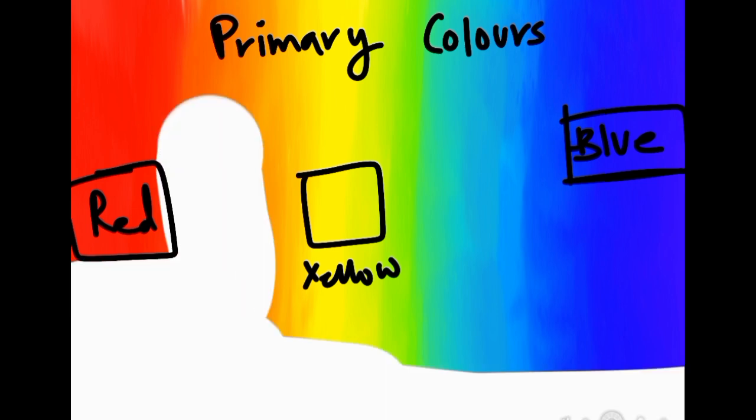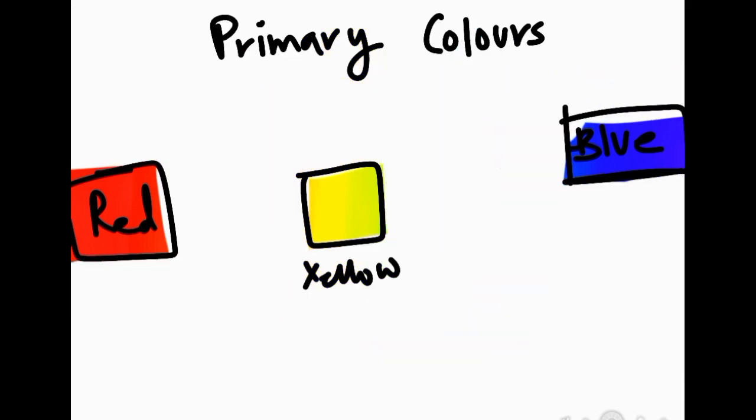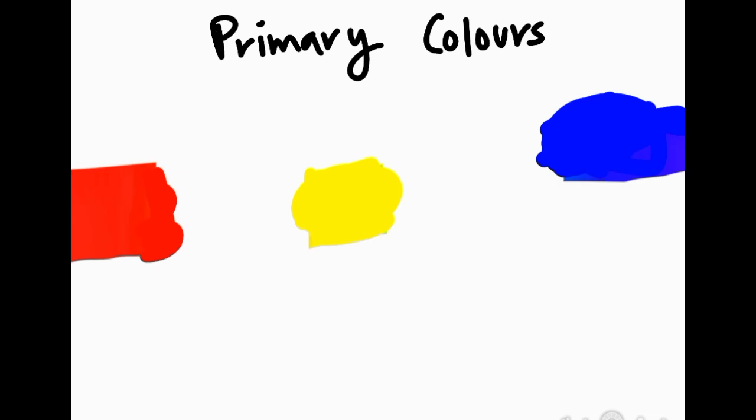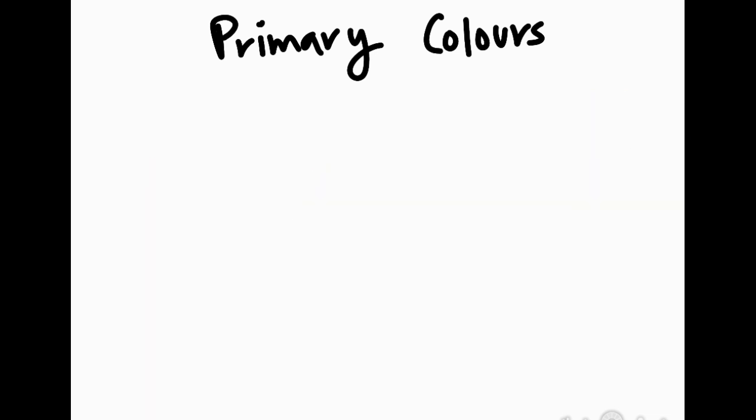There is a little bit more to primary colors, but it's going to be a little bit complicated with learning about additive and subtractive properties. So we're just going to take the 3 very basic primary colors, your red, blue, and yellow.